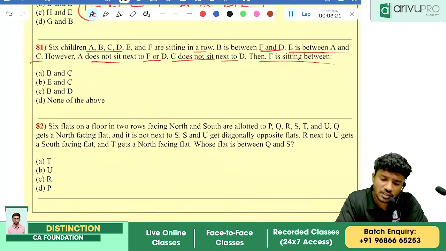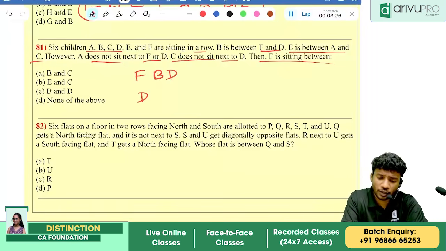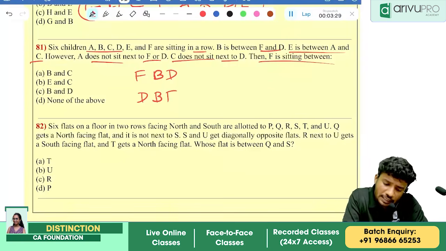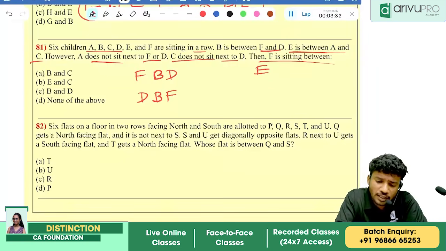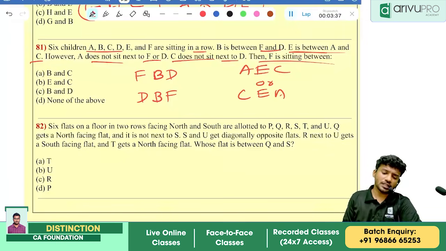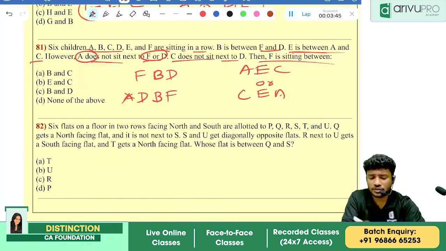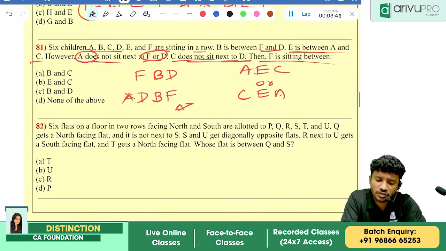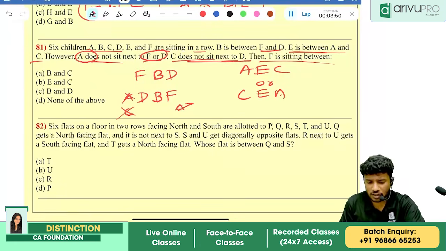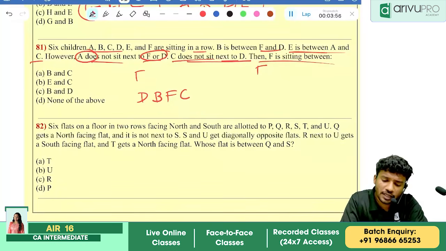So how can you check this? B is between F and D. Correct? Either it will be F, B, D or D, B, F. Then E is between A and C, or it will be C, E, A. Correct? Now A does not sit next to F or D. That means A cannot sit over here. No matter what, A cannot sit next to both the places. C cannot sit over here. Then C will sit where? C will sit near to F. And what is remaining? C, E, A.